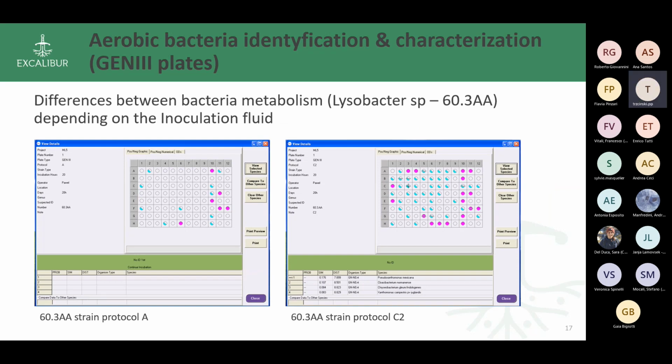So I told you that the choice of the proper inoculum and the proper protocol is crucial, and you have here some examples. Lysobacter is a bacterium which is not in the BIOLOG database. At the start I had some problems with the Lysobacter because I did not obtain any logical phenotype.